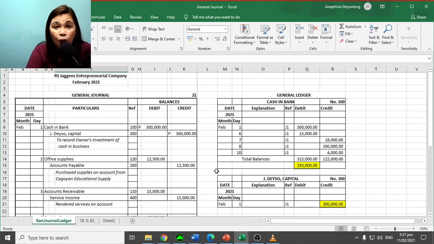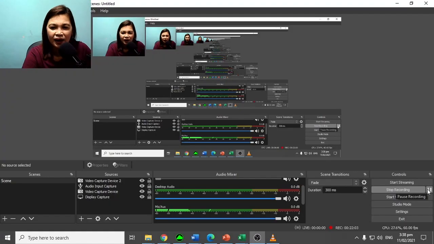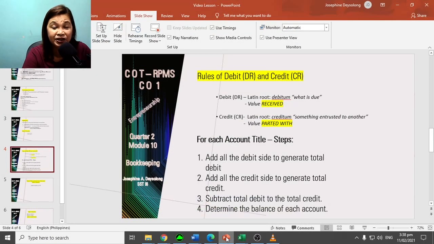Because there is also another account title which is cash on hand. When you say cash on hand, it is the one that is not in the bank. It is still in your cash register maybe, or in your pocket. And that is still to be recorded as your cash on hand. Alright? Now, let's go back to the steps for each account title.